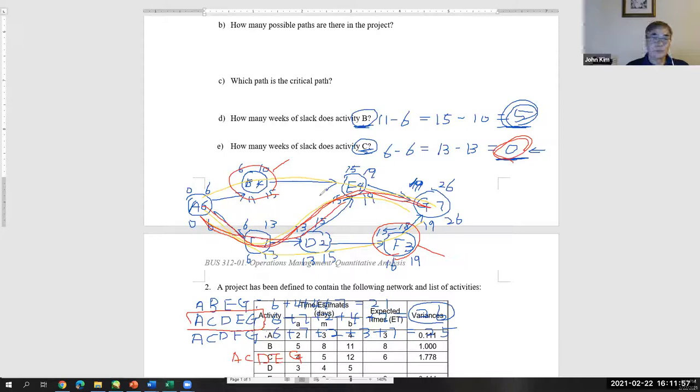Okay. Question? I'm just still a bit confused about how we find the early start, early finish, and late start and late finish times. Still a bit fuzzy about that.